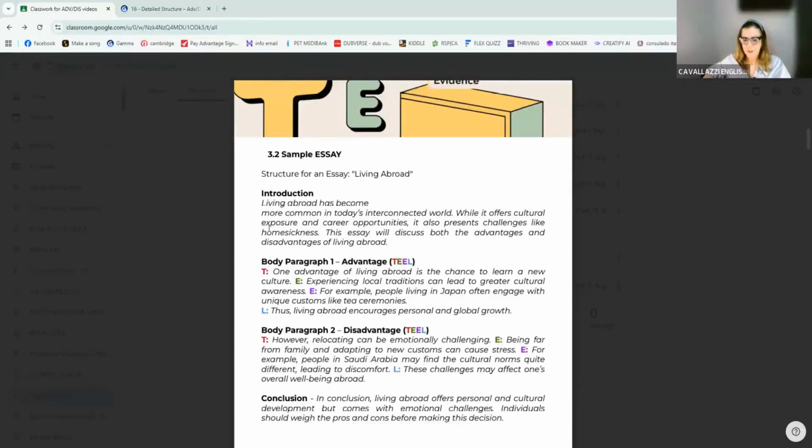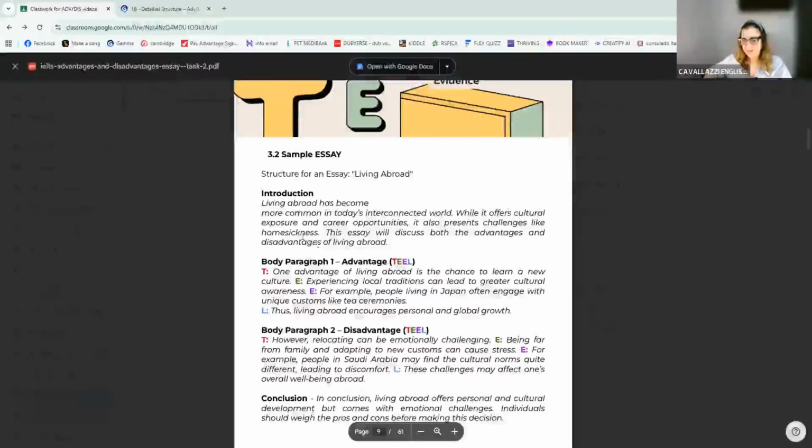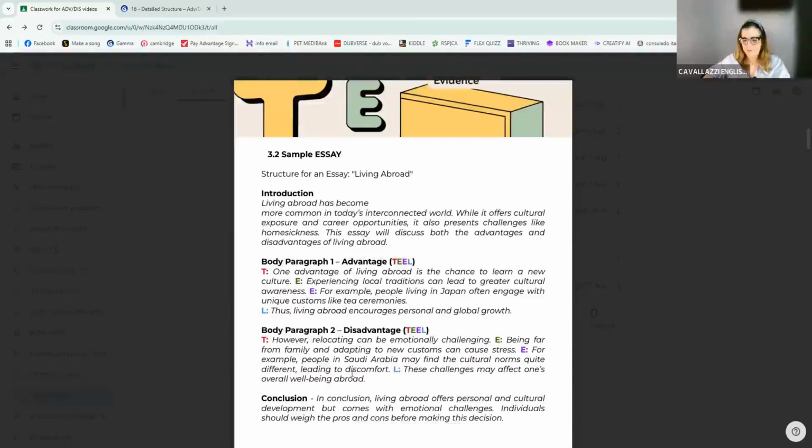Living abroad has become more common in today's interconnected world. While it offers... so the introduction follows the 4 steps, okay? And here I am presenting my essay. In this essay, we discuss both. See, it's the first paraphrase. And then I talked a bit about what I'm going to say in the paraphrase. Paragraphs 1 and 2, which together form my thesis. And immediately after that, I presented my IC.